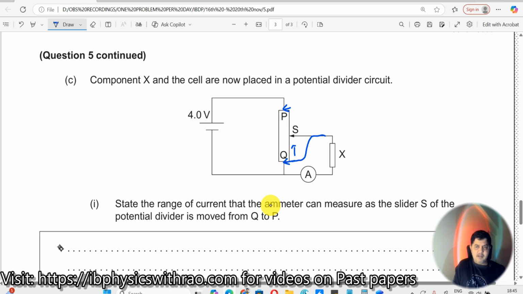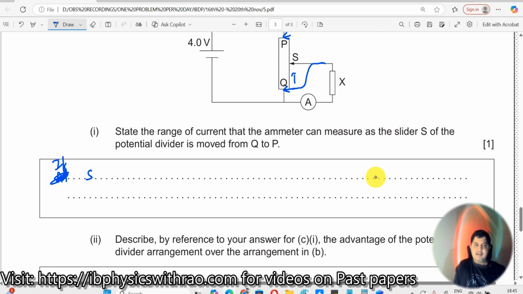So let me write down: if S is at Q, the circuit is shorted, which means zero current, because no current will pass through this X over here. Therefore every current will only pass through this one. Okay, zero current.